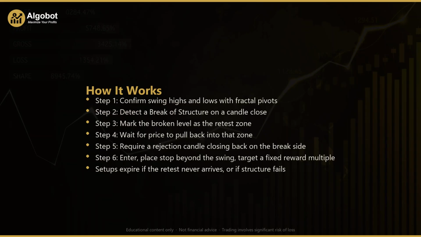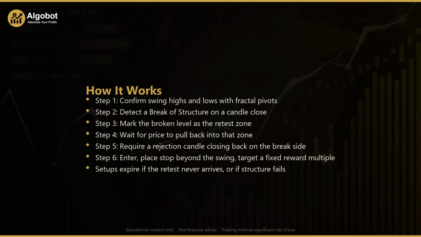When an entry triggers, the stop loss is placed just beyond the retest candle's extreme, buffered by a fraction of the impulse leg set by the stop buffer percent. The take profit is then a fixed multiple of that risk, defined by the risk-reward ratio.